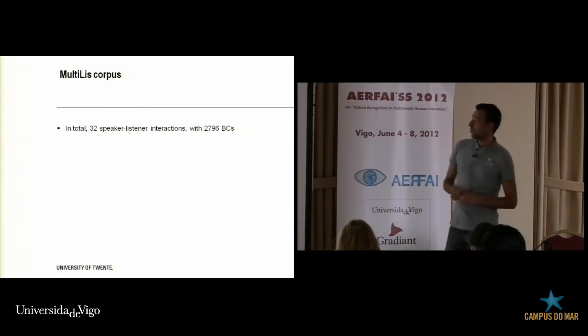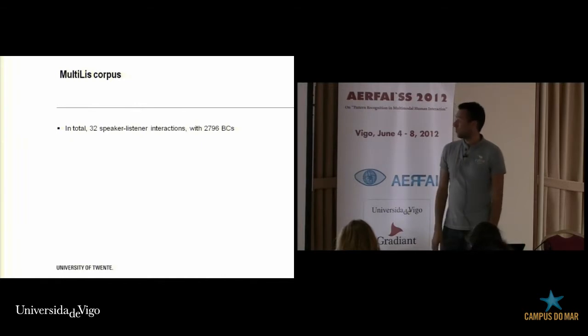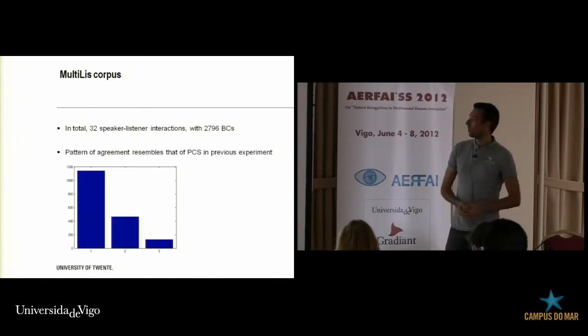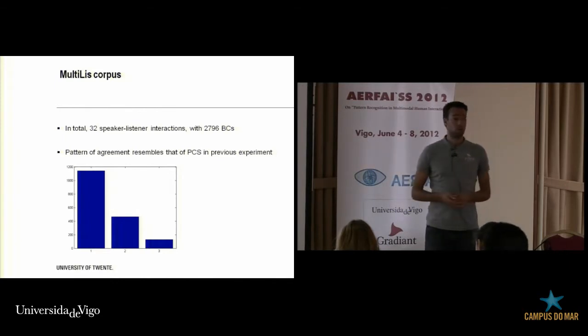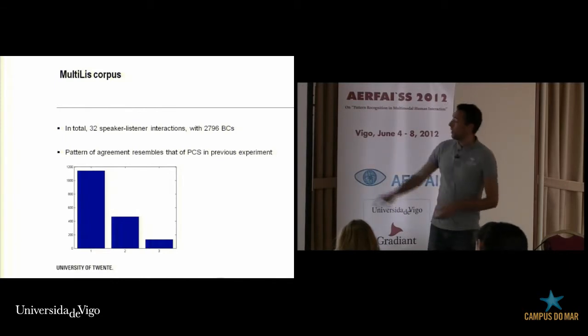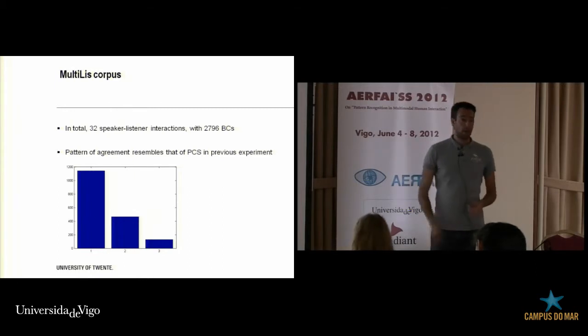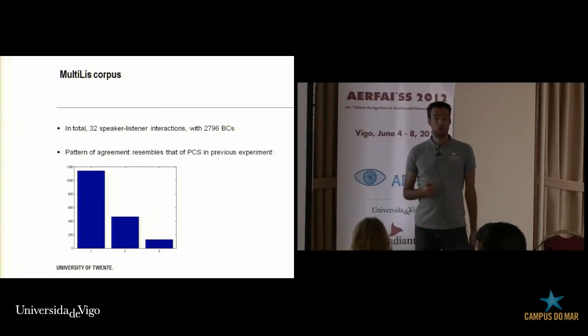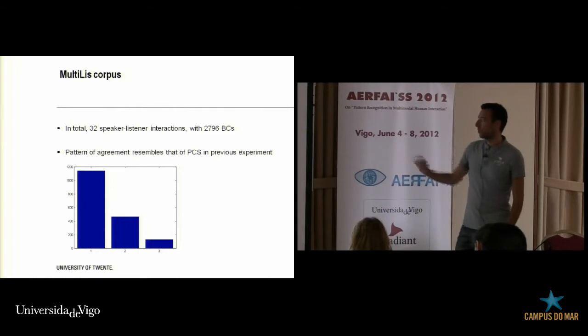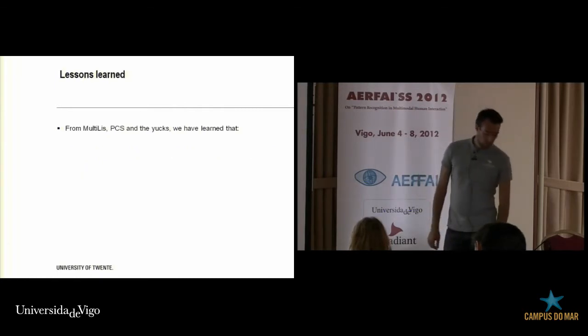First, really shortly: there were 32 listener interactions, and almost 3,000 backchannels, and you see here that there is some spread. There are a lot of moments where only 1 listener would produce a backchannel, and you see basically the same pattern as with parasocial consensus sampling. Remember that we had those things before. So there's quite a lot of variation.